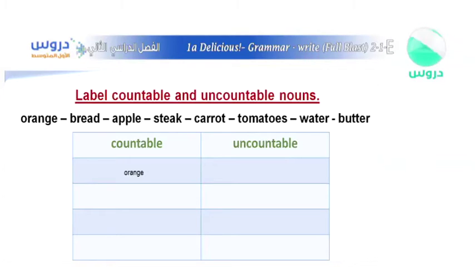Orange is countable. Let's say bread. What about bread? No, bread is not countable. Bread is uncountable. Why is that? Because what do I have to say? I have to say a slice of bread. Alright, so the third word, apple. Can I say I want to buy 5 apples? Yes, I can. So it's countable. However, what about the word steak?